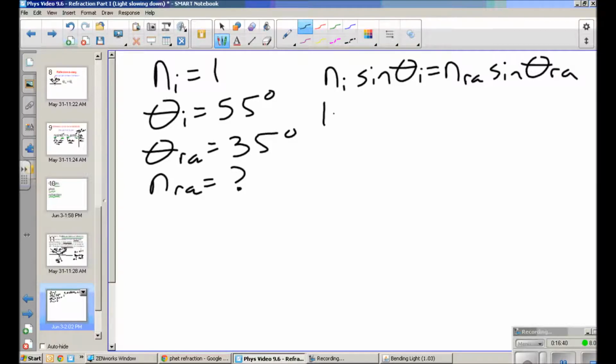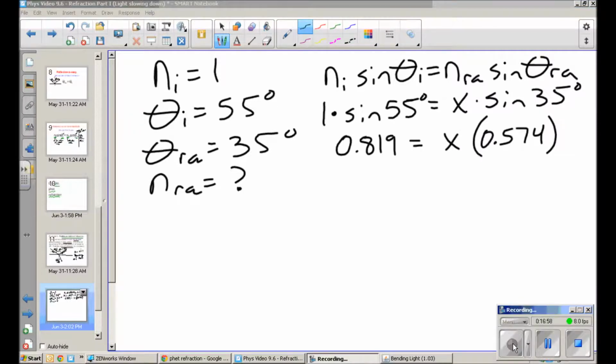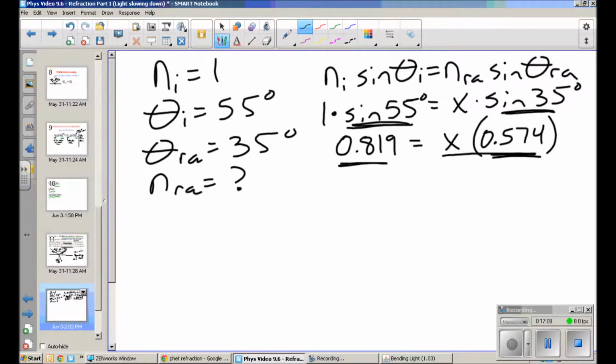And plug in your numbers. 1 times the sine of 55 degrees equals x. If you prefer, you can use x times the sine of 35 degrees. And we've got to solve it. So, all I did was I typed into my calculator sine of 55 to get 0.819 and sine of 35 to give 0.574. So now it's just algebra. Divide both sides by 0.574.